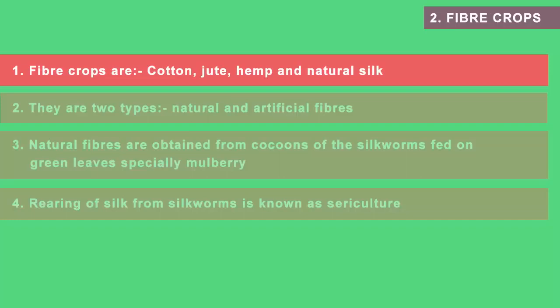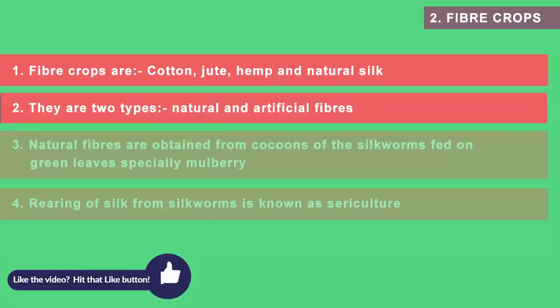The next one is fiber crops. So fiber crops are cotton, jute, hemp and natural silk. These crops were traditionally used to make paper, cloth or rope. And they are of two types, natural and artificial. Today fibers are being chemically modified to make them strong.